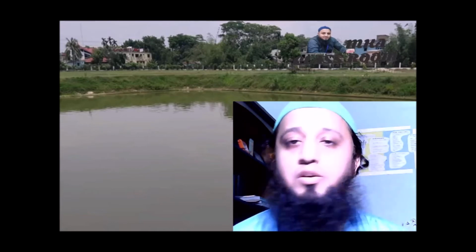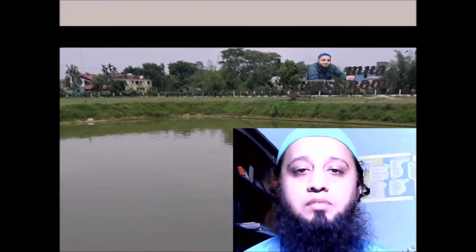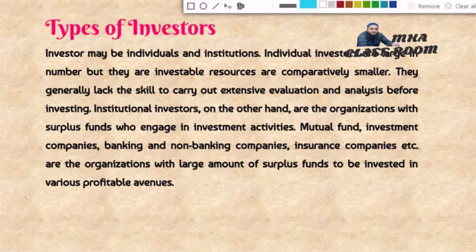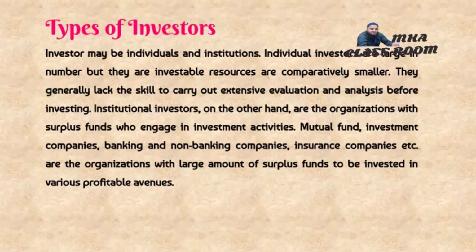Now let's start today's video tutorial. Today we will try to discuss types of investor. Investors may be individuals or institutions. Individual investors are large in numbers, but their investable resources are comparatively smaller. So here are two types of investors. One is individual, another is institutional.